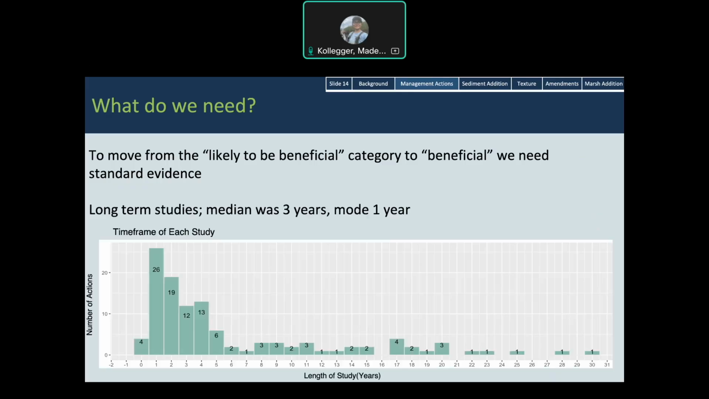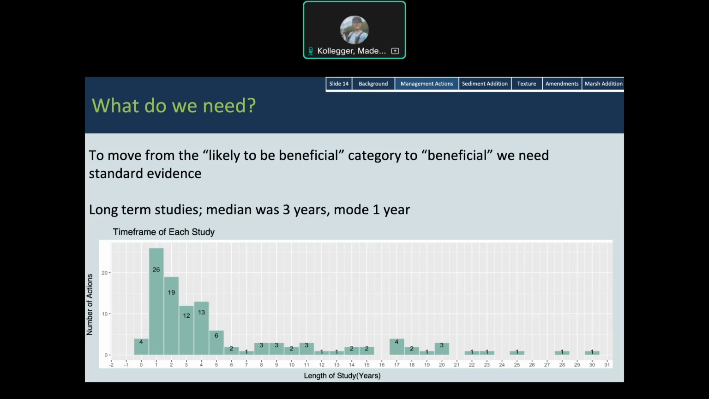So we need standardized evidence, so everyone needs to take the same kind of data in order for it to move from one to the other. And we also need longer term studies. So you can see on this plot that most of those studies happened on the lower end of the spectrum, with the most happening in 1 year and the median being 3. The shortest study was 9 weeks and the longest study was 30 years.